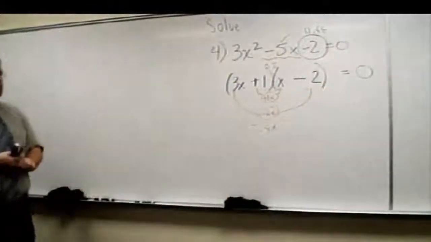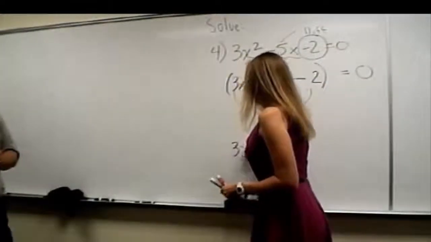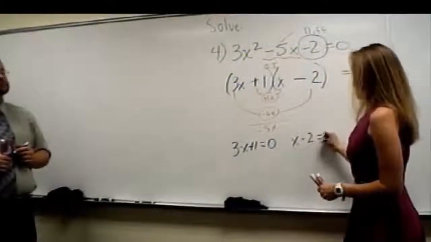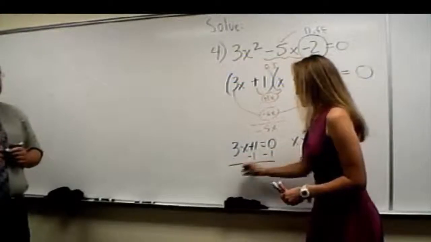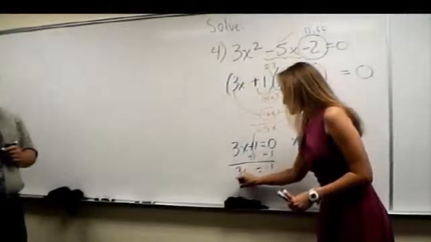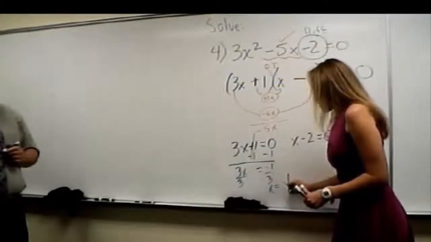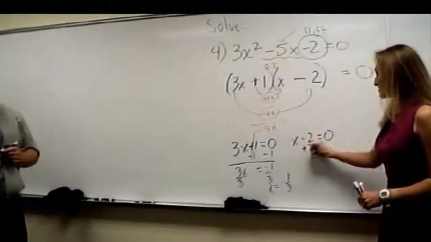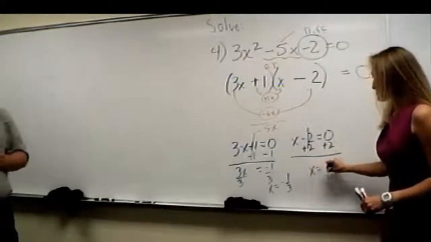The next thing is I need to set each individual factor equal to 0. So I'm going to choose the factor 3x plus 1 equals 0. And the other factor is x minus 2 equals 0. I'm going to solve by subtracting 1 from each side. So 3x, this cancels, is equal to negative 1. I divide both sides by 3. And x is equal to negative 1/3 for the first factor. The other one, since I'm subtracting 2, I'm going to add 2 to both sides. And then x is equal to 2.